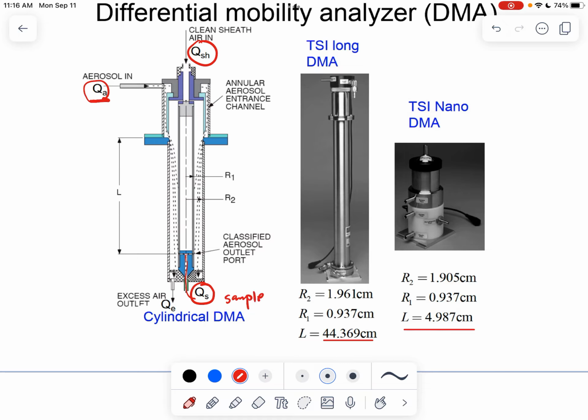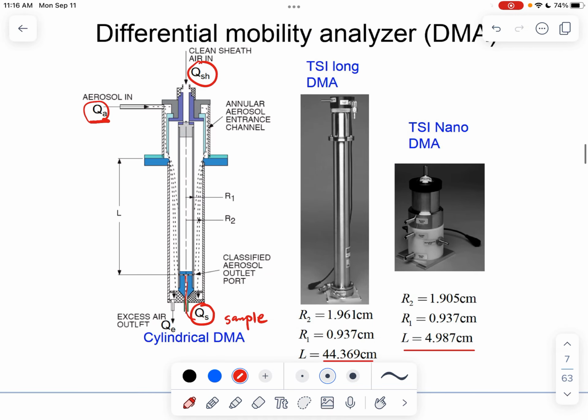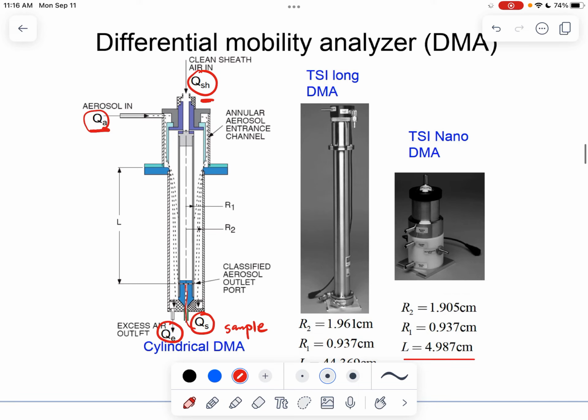Aerosols exiting, we call them the QS, right? So Q sample. That's going to the CPC. And then there's also excess of the sheath flow, because sheath flow, we said, is the main flow that's going through the DMA. So the excess of the sheath flow is just called the QE, right?